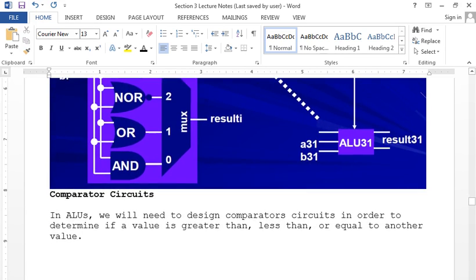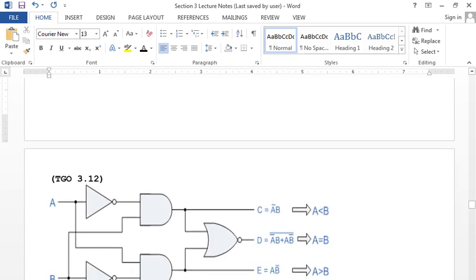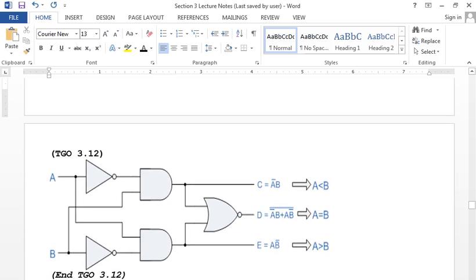Additionally, for the arithmetic logic unit, we want to worry about something called comparators. It's a physical circuit that compares 2 bits and tells you whether one is less than, greater than, or equal to the other. This is a 1-bit comparator, and the logic on the output is C is A not B.